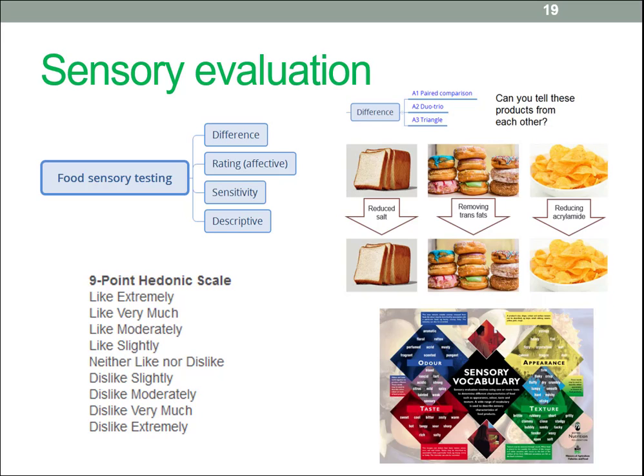In terms of rating, a very familiar 9-point hedonic scale. People either really like it a lot or they really dislike it a lot. People tend to come in the middle, it has to be said. We'll also look at descriptive methods. So how do you describe a food? And sensitivity as well. Who are the best people at doing tasting?